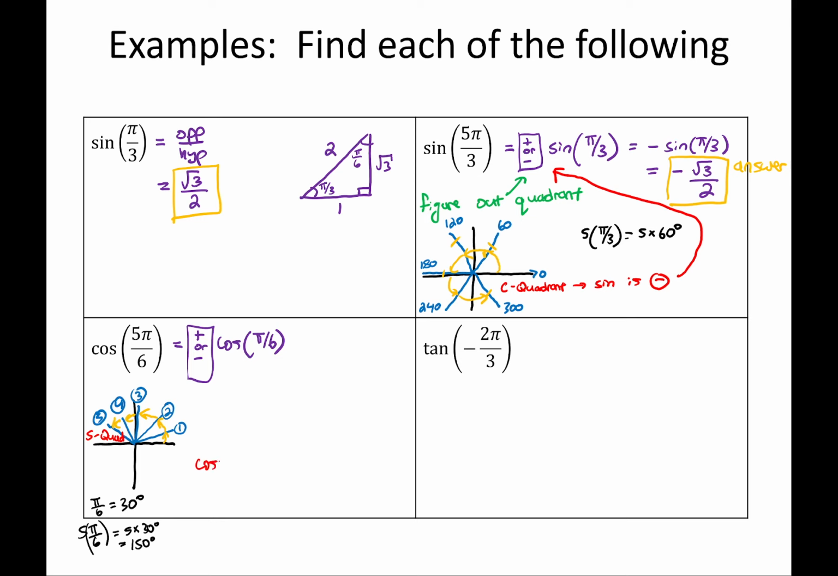And cosine is negative in the S quadrant. So that tells us this is going to be negative cos of pi over 6. We can use a special triangle. It's up above. Negative adjacent over hypotenuse. So it'll be negative the adjacent. So we're going to pi over 6. So it'll be root 3. And the hypotenuse is 2. So that'll be our answer.